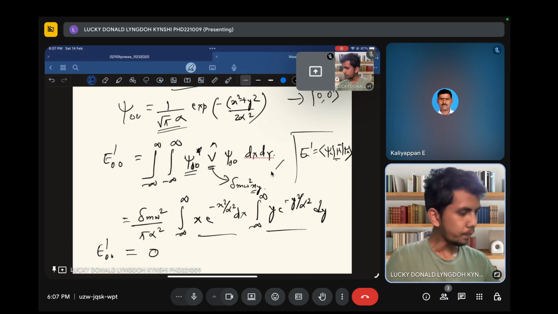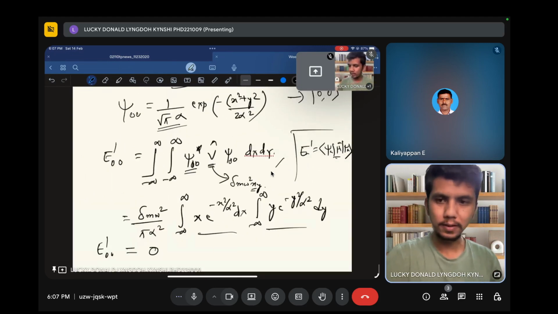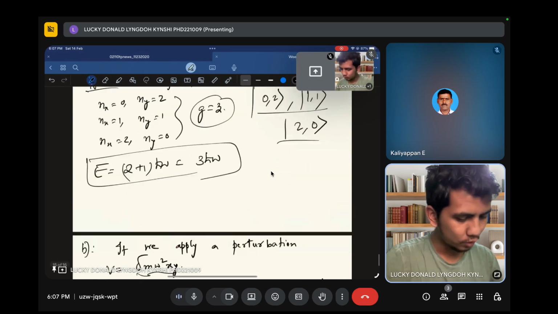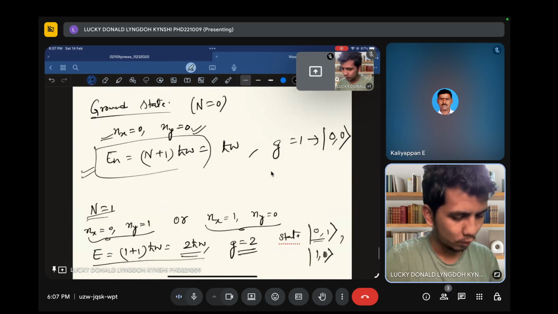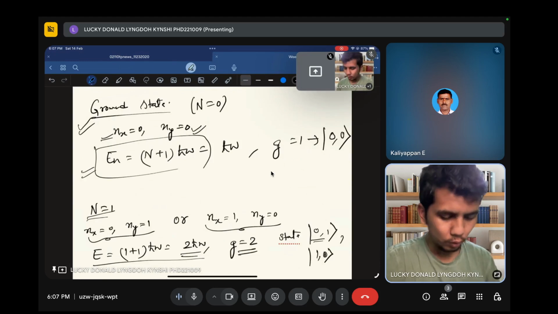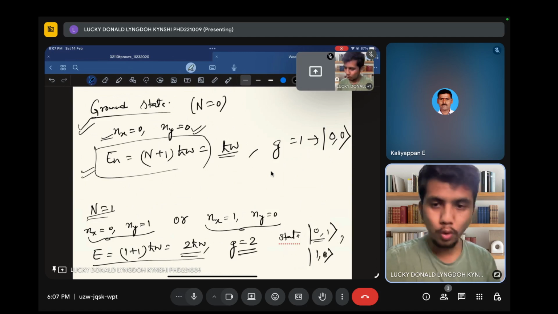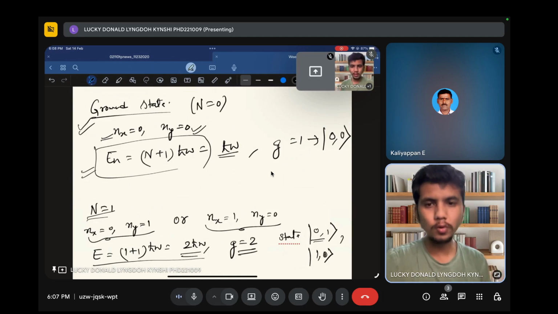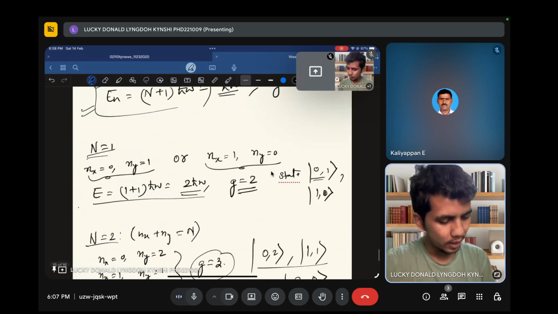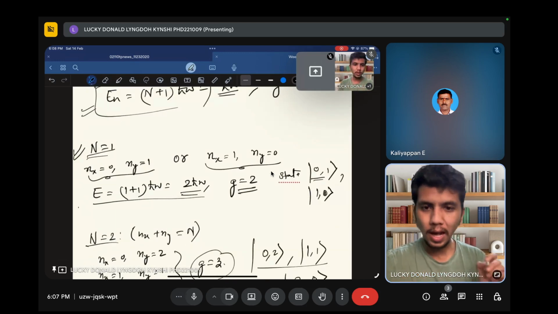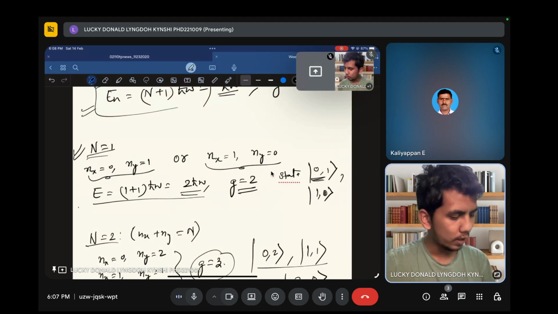Now we will move to the next state. This is the ground state which I have just talked to you about, right? n equal to 0. For n equal to 0, you know the energy, which is equal to h cross omega, you also know the wave function psi 0 0, and the energy correction, E 0 0, is equal to 0. Now we are talking about the next state, which is n equal to 1. And for n equal to 1, how many states do you have? You have 0 1 and 1 0.